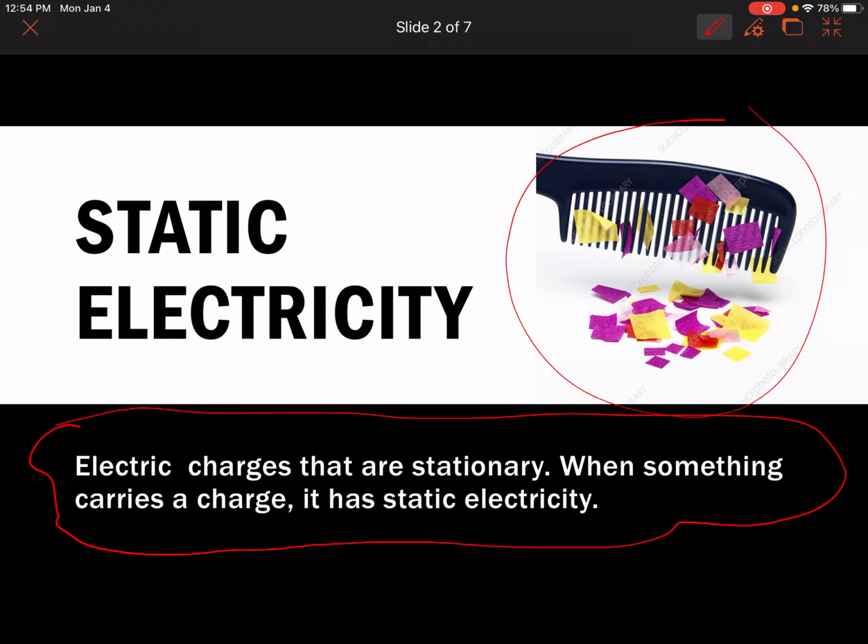So this would be in opposition to a circuit, for example. So if we have a current of electricity, that is different from static electricity. So static, they're not moving.